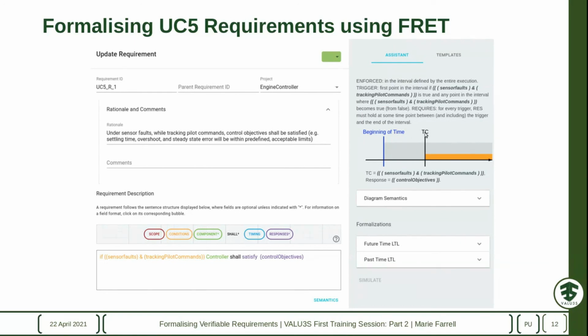The TC stands for the triggering condition. In this case, the triggering condition is that sensor faults and tracking pilot commands is true. And when that is true, then the response is control objectives, so it should hold. Basically, at the beginning of time, anything can happen, then this triggering condition is true, and at that point, the requirement must hold, and that's what the orange is for.